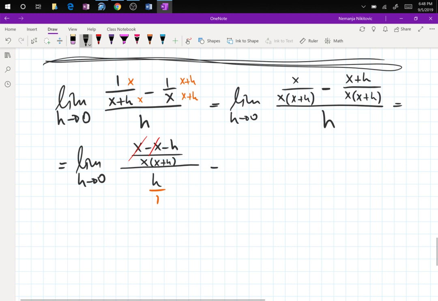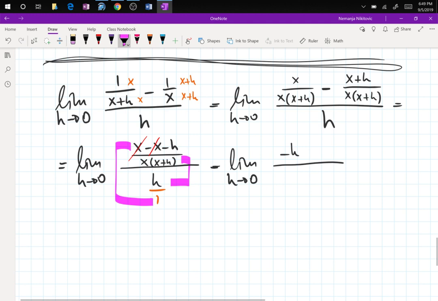So, limit h goes to 0, and you multiply 1 and negative h, so that's negative h, divided by, and now you multiply. So the double fraction works this way, guys. You multiply the two that are far apart, and you multiply the two that are close by. That's the way the double fraction works.